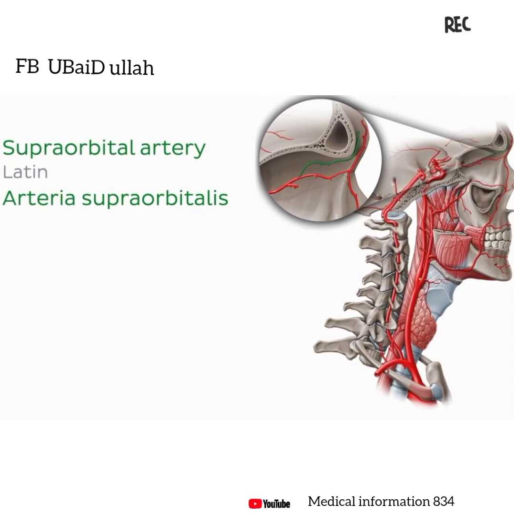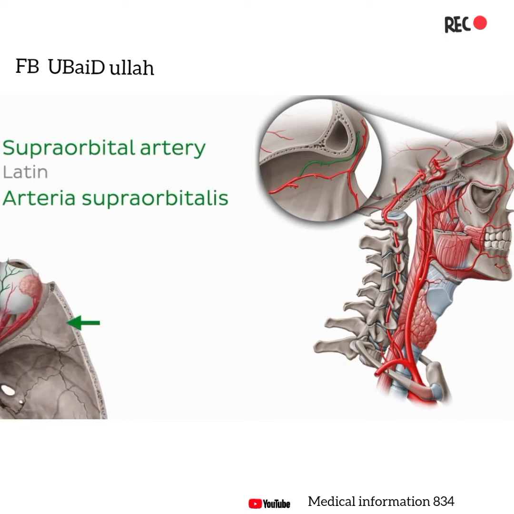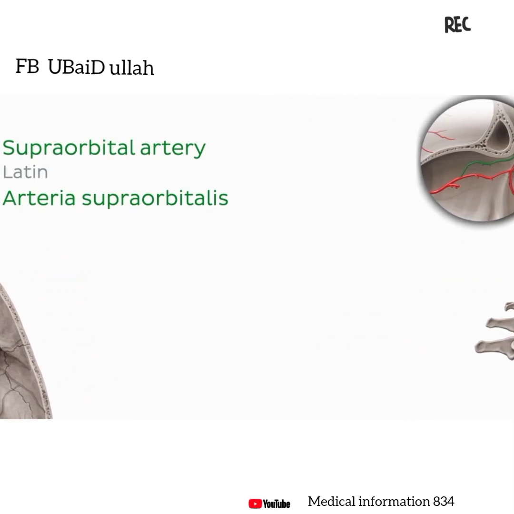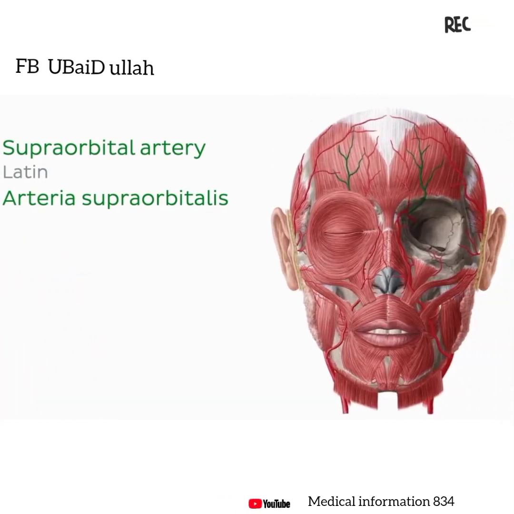From its origin, the supraorbital artery passes anteriorly, travelling along the medial border of the superior rectus and levator palpebrae superioris muscles. The artery continues along its course and passes through the supraorbital notch, after which it goes on to supply the muscles and skin of the forehead.